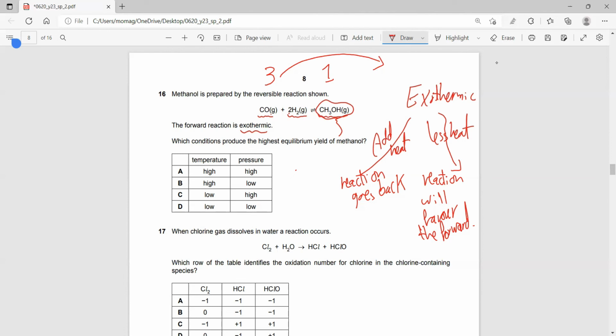So pressure, we need high pressure, so A or C. Temperature, exothermic, we need forward. We need the right hand side. So we need less heat. Please don't give heat. Why? Because it is exothermic, so it can spontaneously generate heat. So option C is correct.